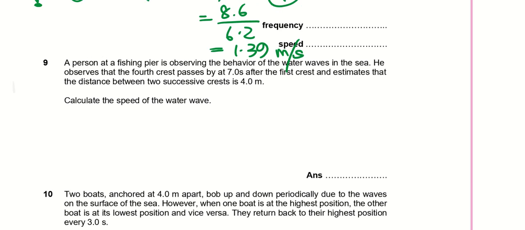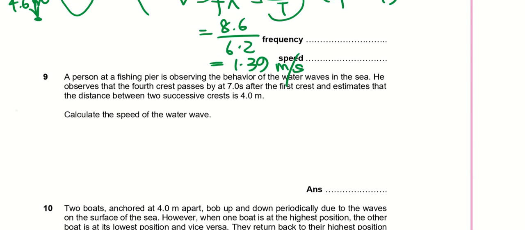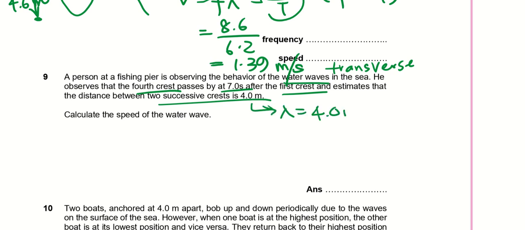Okay, we can still do question 9. A person at a fishing pier is observing the behavior of the water waves in the sea. Water waves, it means it's transverse, so we can still do. He observes that the fourth crest passes by at 7.0 seconds after the first crest and estimates that the distance between 2 successive crests is 4.0 meters. So for this, the wavelength is 4.0 meters. But what is more important is that the fourth crest passes by at 7 seconds after the first crest.